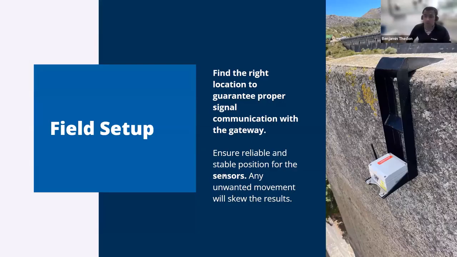For example, you need to make sure you use a proper bracket where you want to install your tilt sensor or your laser tilt. This is a good example, where the bracket is pretty well installed. So you are sure your laser tilt is very stable, and you don't have any movement due to a bad installation.